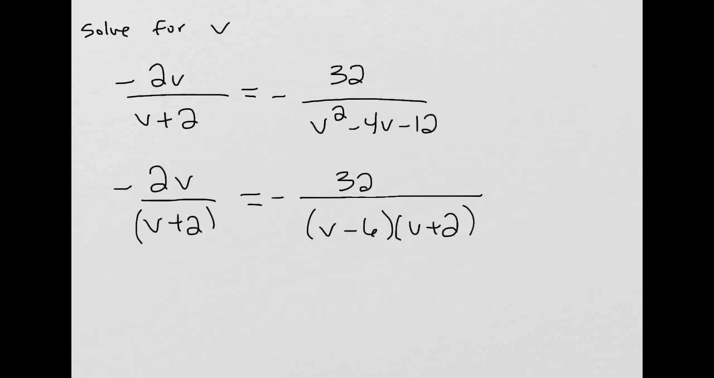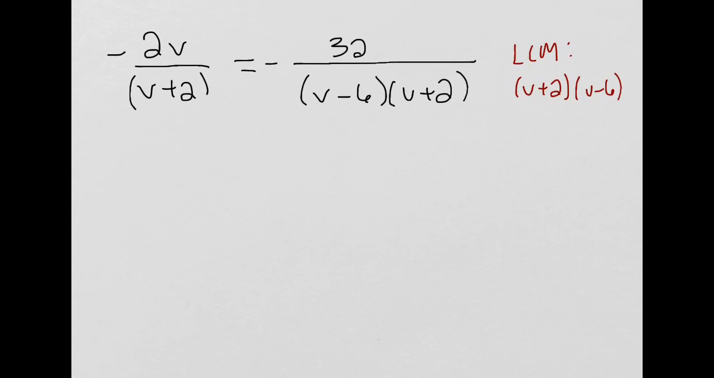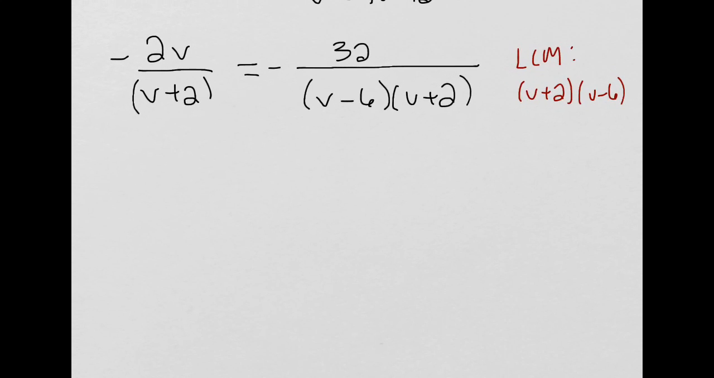So then I want to come up with a least common denominator, or least common multiple. And so our least common multiple has to have a v plus 2 in it, and it also has to have a v minus 6 in it. So our least common multiple would be v plus 2 times v minus 6. So now what I want to do is distribute that least common denominator to both sides of my equation.